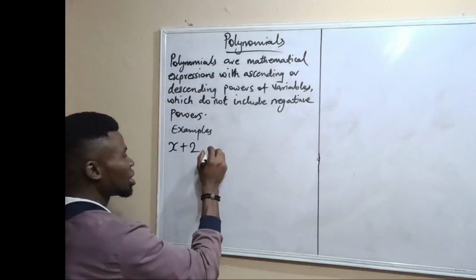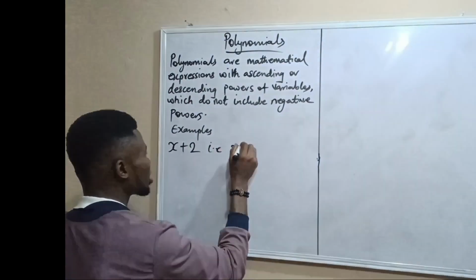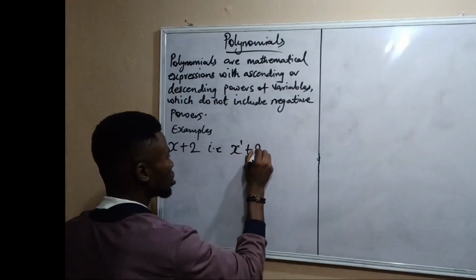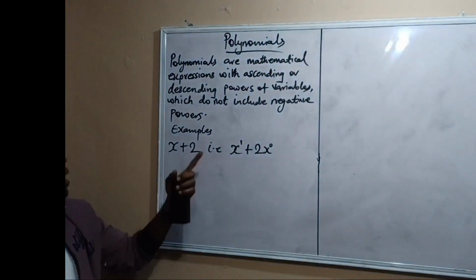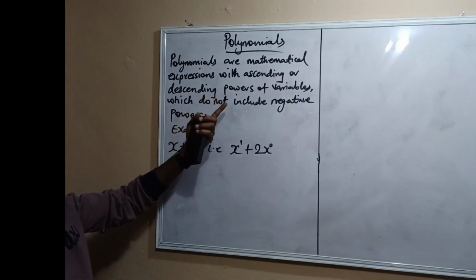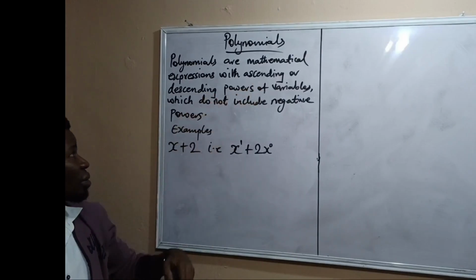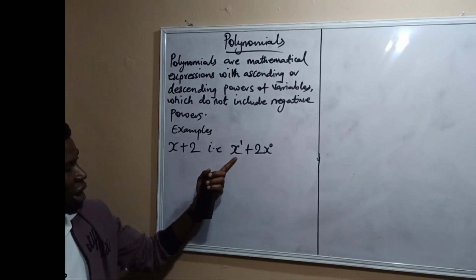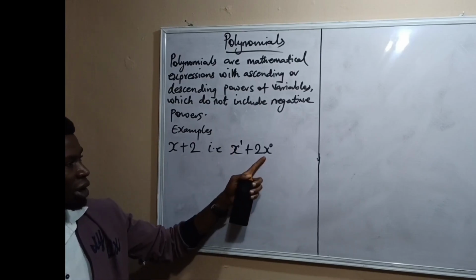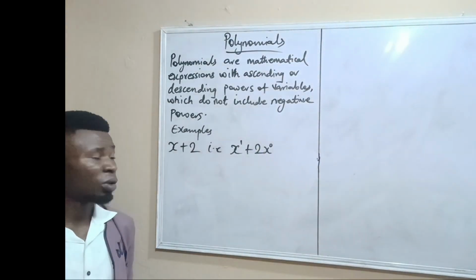And this can also be written as x raised to the power 1 plus 2x raised to the power 0. Now, if you look at the variables, like we said, it might have ascending or descending powers of variables. This one has power of 1, while this one has power of what? 0. And of course, anything raised to the power 0 is equal to 1.